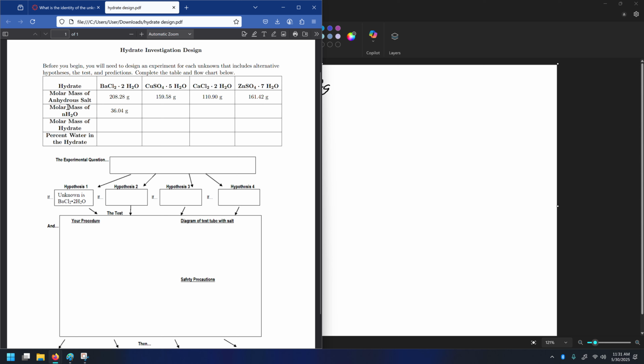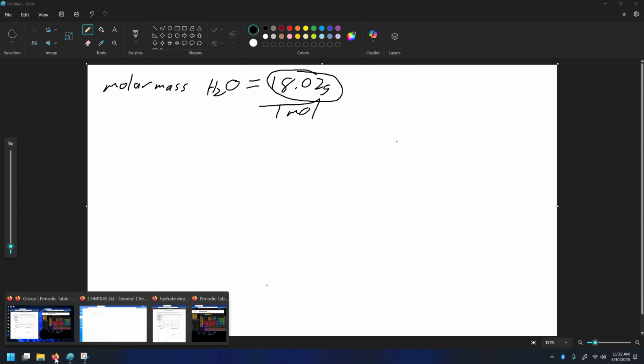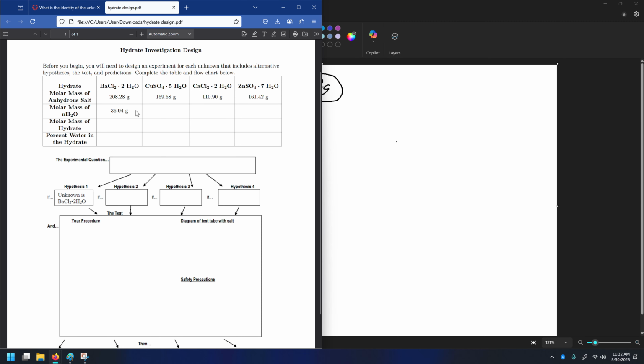Similarly with the copper sulfate, calcium chloride, and zinc sulfate, those are just the molar masses for those without the waters. Now, in the first one, we've found the molar mass of NH2O to be 36.04 grams. N in this case, and often in chemistry, is going to represent the number of moles of something you have. And so, since we have 2 H2Os as part of this hydrous formula here, we're multiplying our 18.02 grams times 2, and that took us to the 36.04 grams.